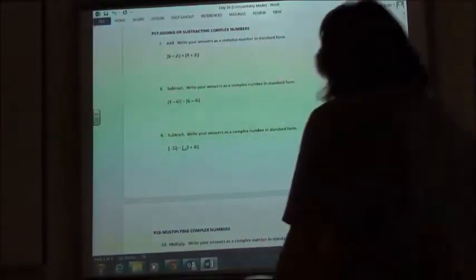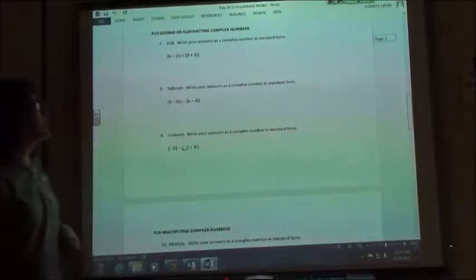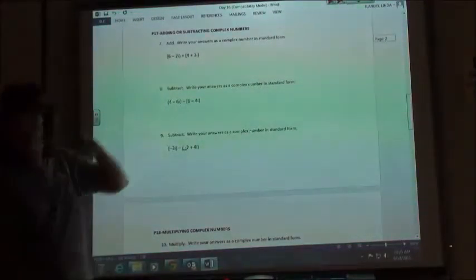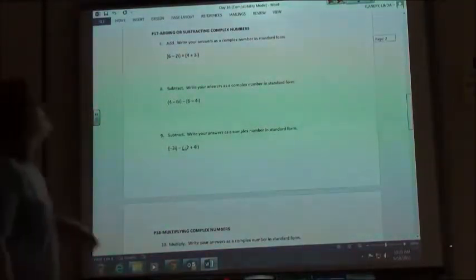Number 8, 9, adding or subtracting complex numbers. Like I said before, you treat it just like you would an x, and you combine your like terms. They're going to have you put your answer in standard form. For imaginary numbers, standard form is to put the real number part first and the imaginary number on the end. So it looks like this, 6 minus 2i. Normally when we work with x's, we put the x's in front and the numbers on the end. But we're just going to combine our like terms.